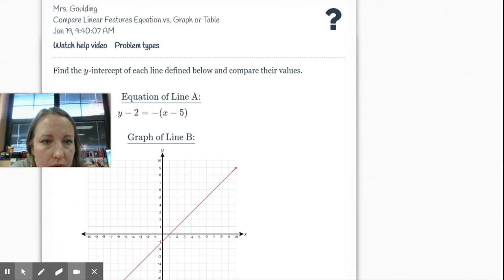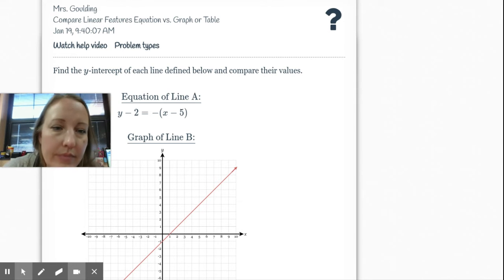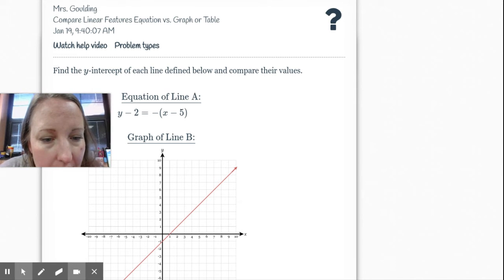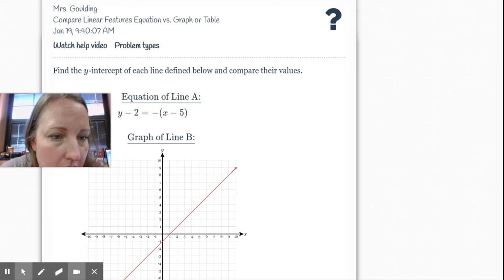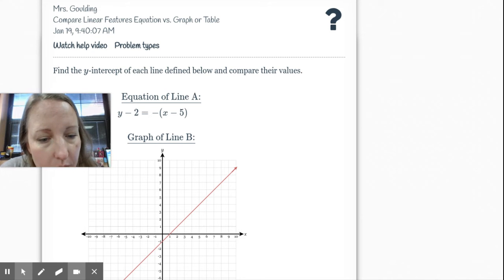y minus 2 equals -1 times x minus 5. So in point-slope form, we know that it's y minus y sub 1 equals m times x minus x sub 1. So if we have a y minus 2 there, that means that the y value was 2.